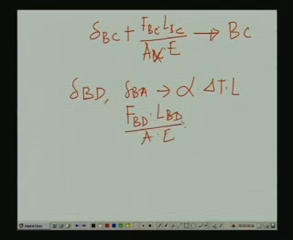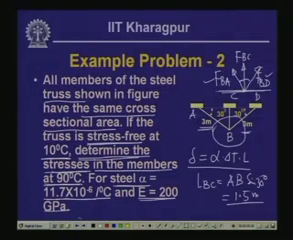Now, if we look into the deformation configuration of joint B, if we exaggerate that, let us say this is the original position of B, this undergoes deformation and comes to this particular point.